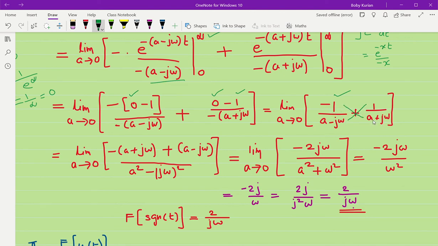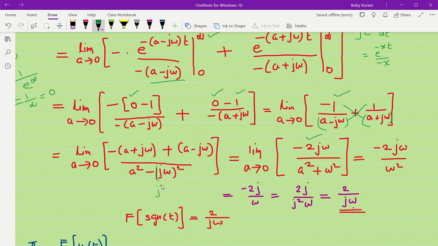You can see here minus 1 into (a plus j omega), 1 into (a minus j omega). So this one becomes minus a minus j omega, plus a minus j omega. Okay, so minus a plus a cancel out, and minus j omega and minus j omega here is equal to minus 2j omega in the numerator. Denominator: a plus j omega into this one here, a minus j omega, that is (a plus b) into (a minus b), that is a square minus b square, a square minus (j omega) whole square, which is equal to j square omega square.